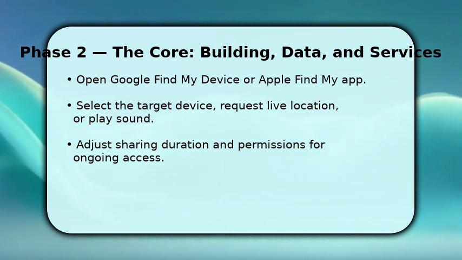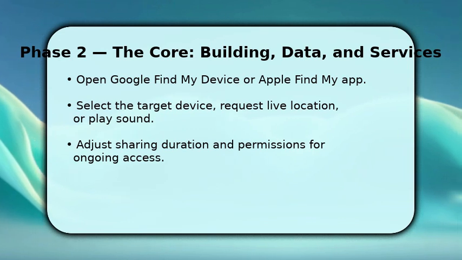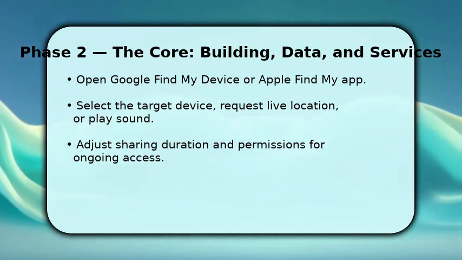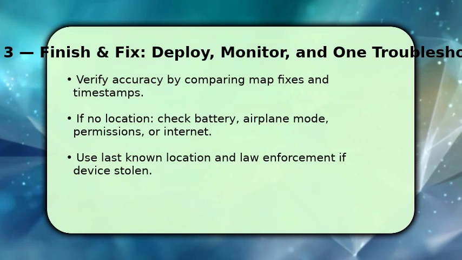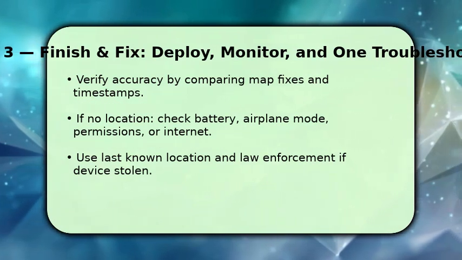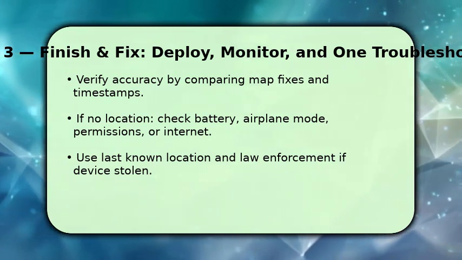Also, set sharing duration and permissions so the device keeps reporting. Otherwise, the link may expire and stop sending updates. So make sure to confirm sharing intervals. Finish by confirming accuracy. Compare multiple map fixes and check timestamps to ensure the position is recent.